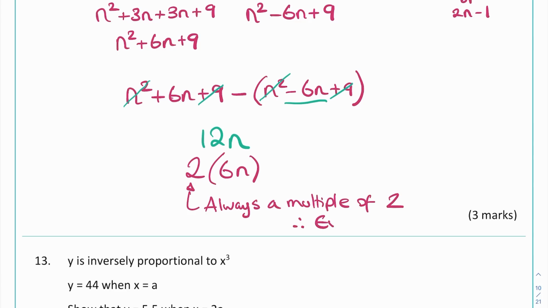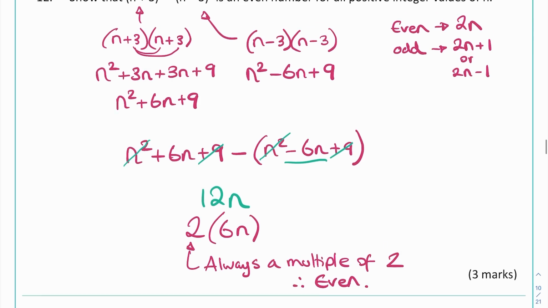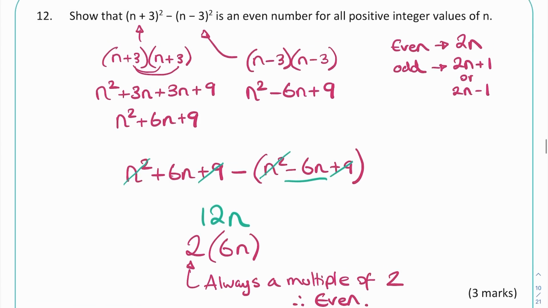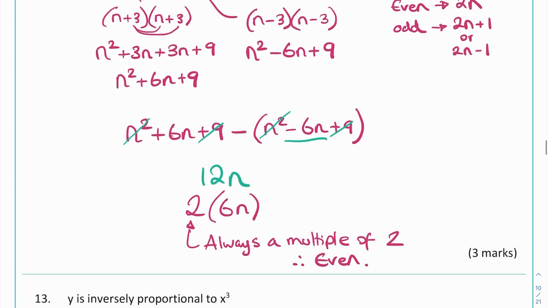Therefore, even. There we go. You can write as many words as you want there, but the important part is that you get that expression correct, and just label it with a small explanation just to show that you know what you're on about. So there we go, that has proved it's always going to be an even number.